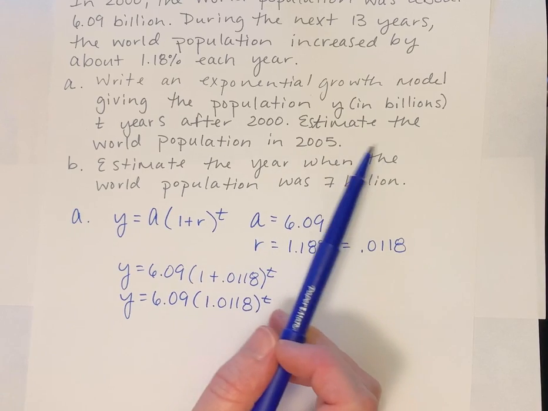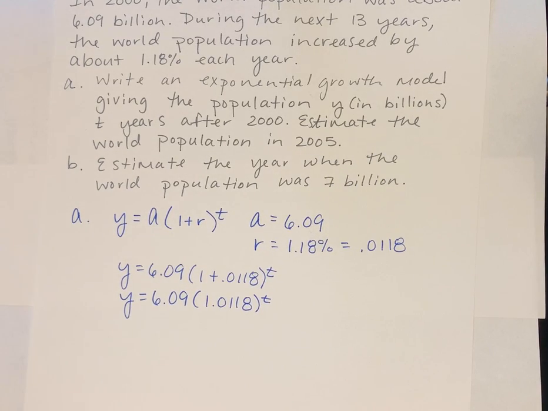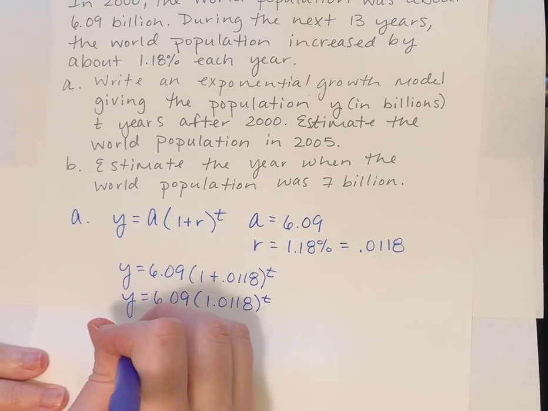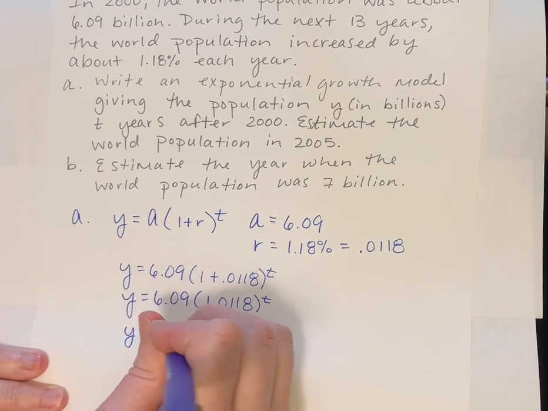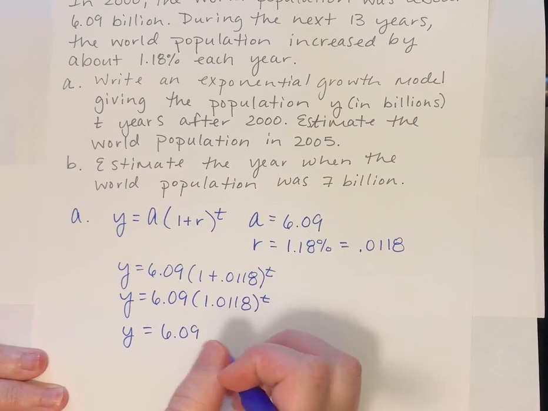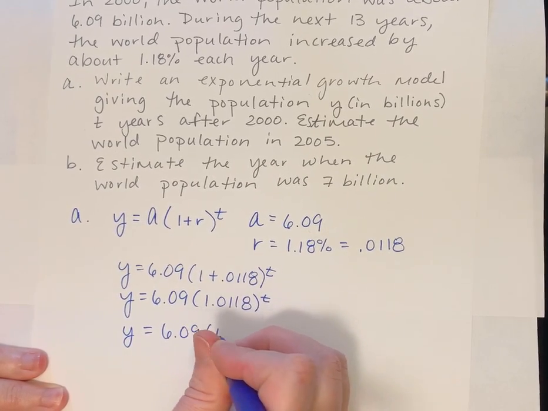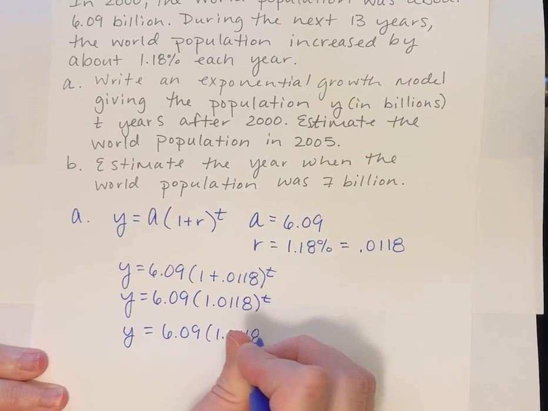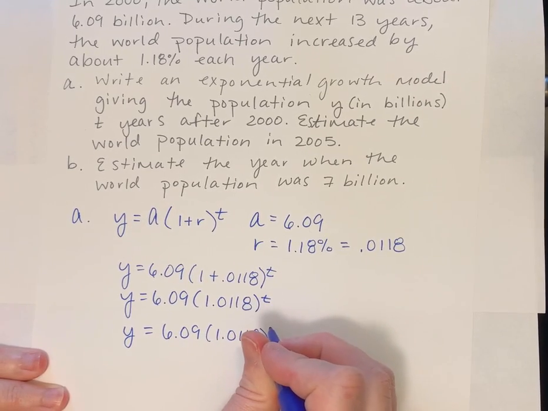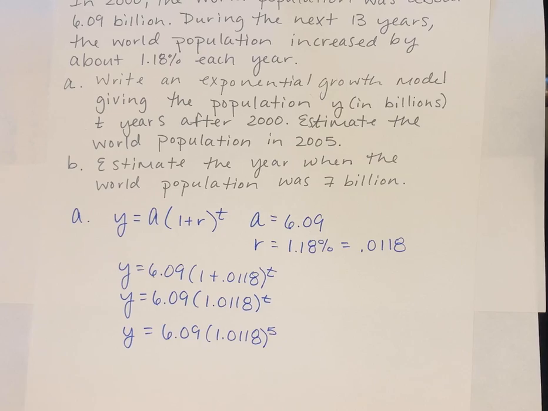So here they also want us to estimate the world population in 2005. So t is the number of years after 2000. So in this case, t is 5. So y equals 6.09 times 1.0118 to the 5th power.